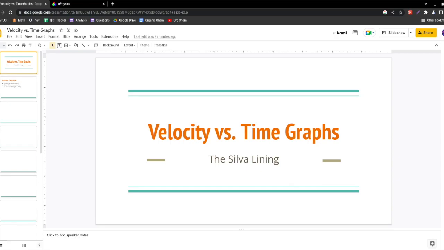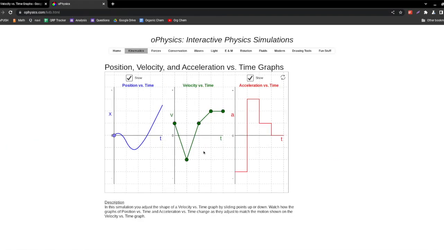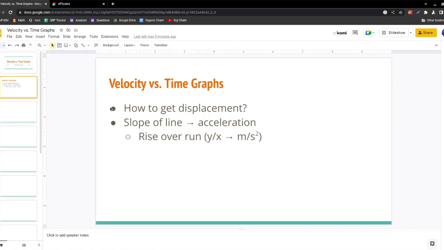So picking off from where we left off, we now have velocity versus time graphs and how to interpret them. They basically follow the same format as position versus time graphs. Like if we look over here, on the y-axis it's velocity in meters over seconds, and on the x-axis it's time in seconds. The way you read this is at a specific time, you can get the velocity. But there are two more things that you can get from velocity versus time graphs, which is displacement and acceleration.